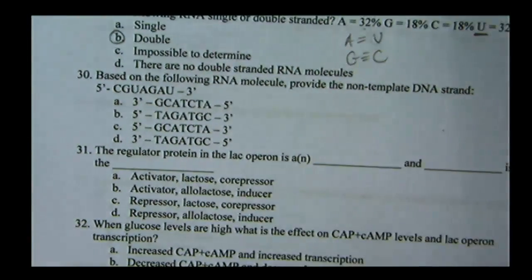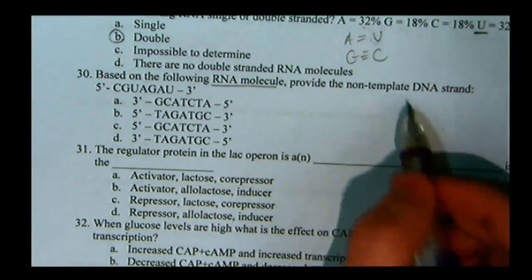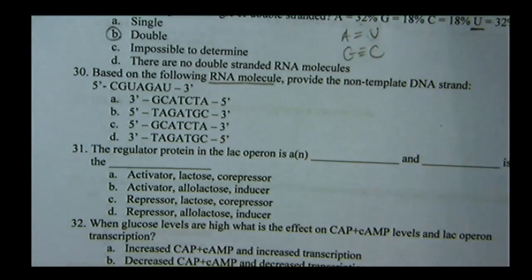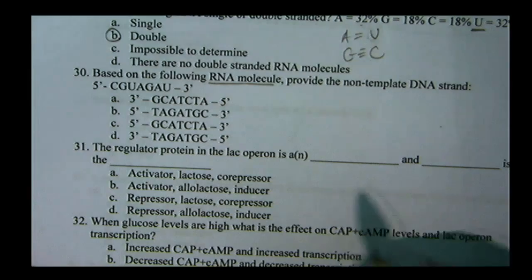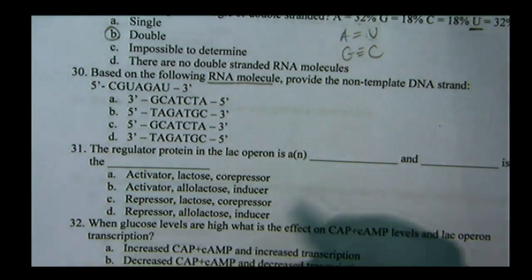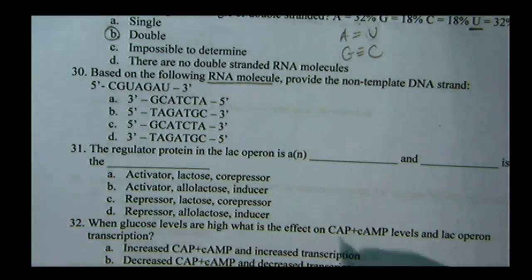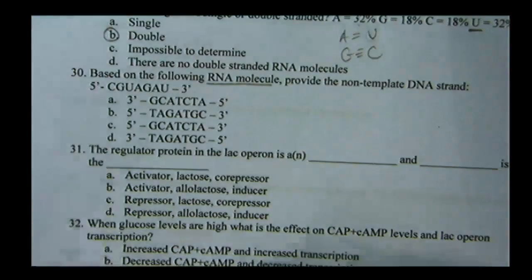Okay, and here you're given the RNA molecule, and you are asked to provide the non-template DNA strand. So from here you can remember the simple rule that you just need to change your U's to T's. And this question is a little bit different because I didn't give it to you in the correct, I guess, flipping way. So the correct answer here is D, I believe. Let me check to make sure I tell you the right thing. Yes, D.